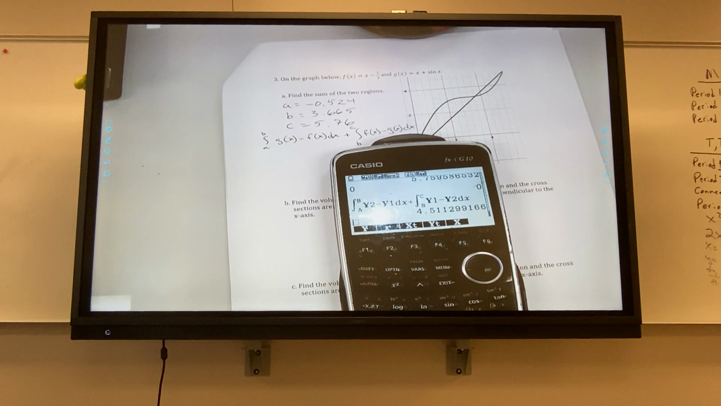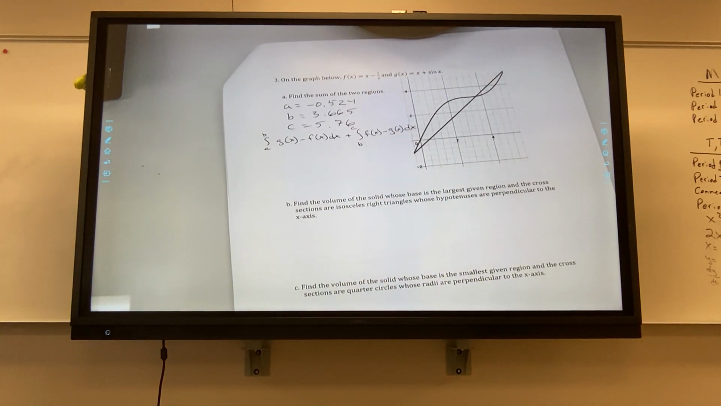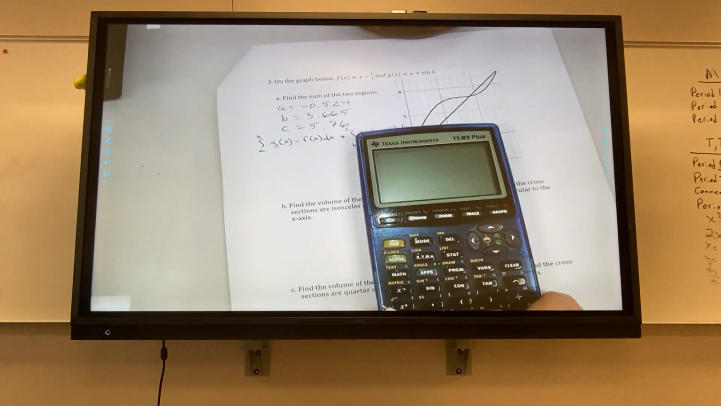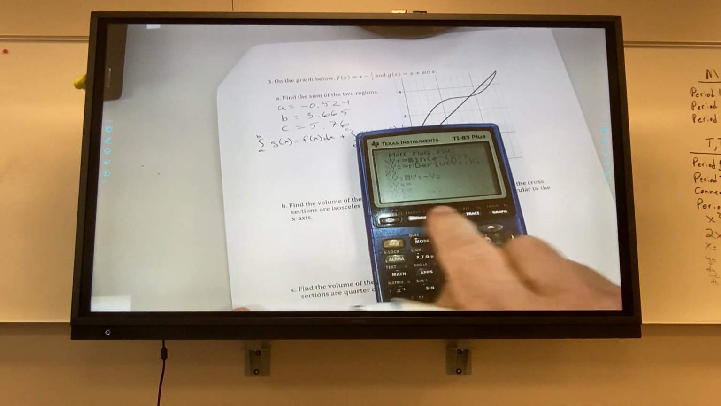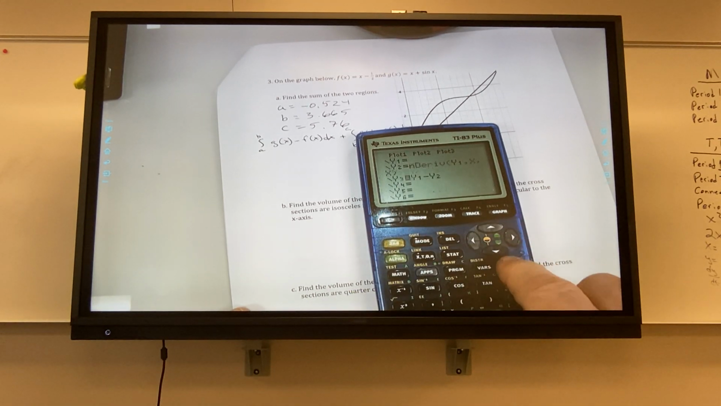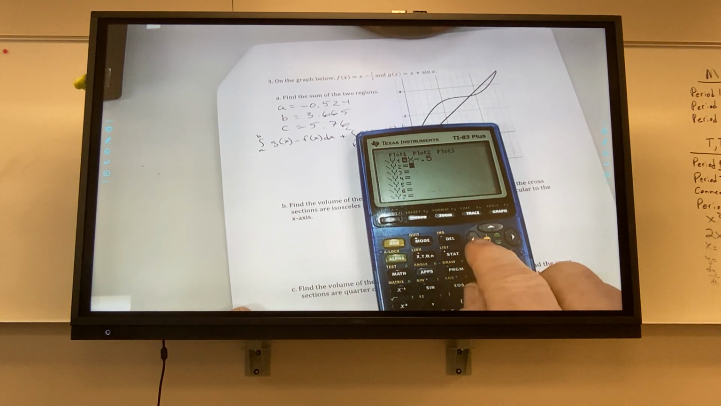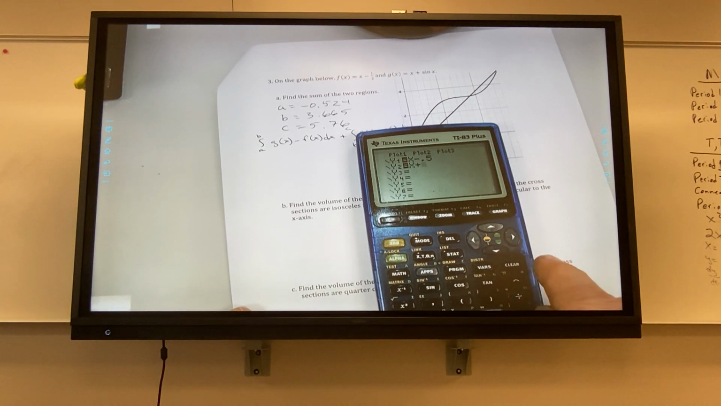Did you come up with 4.511? How do you do it on a PI? Okay. You know I got an old PI, right? Yeah. Okay, what was it? X. And you have it in, you have no problem with this, right? Yeah. And, X plus the sine of X.